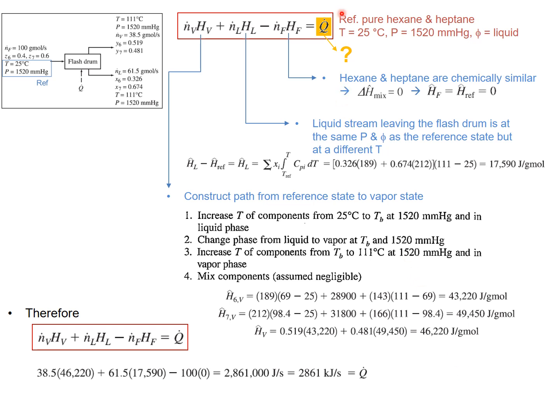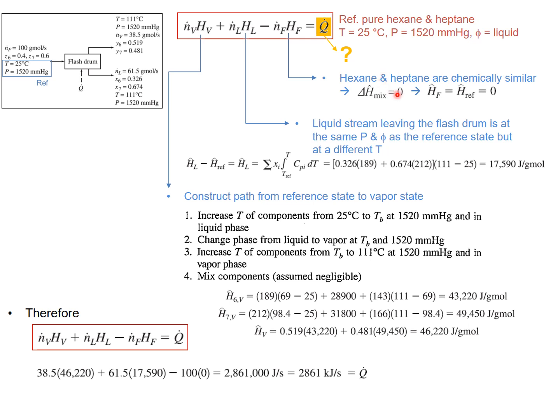Okay, the same equation is here, which is coming from the previous slide. And again, I'd like to remind you about the reference state: pure hexane and heptane in liquid phase at 25 Celsius degree and 1520 mmHg. Let me start with the feed stream. Of course, it is going to be 0. So what was the reference? Hexane and heptane, but they are pure.